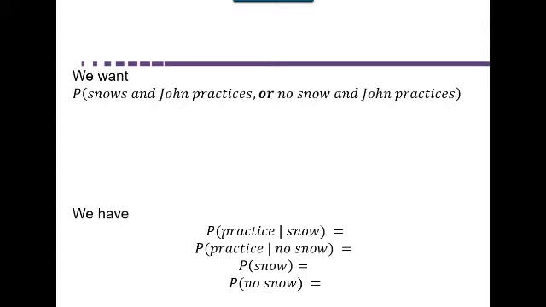Okay, so when you're working a word problem like this, you always need to organize your thoughts, right? What we want is the probability that either it snows and John practices, or there's no snow and John practices, because in either of those cases the result is that John practices, and that's what we want to figure out the probability of. So either it snows and John practices, or no snow and John practices. The or means add.